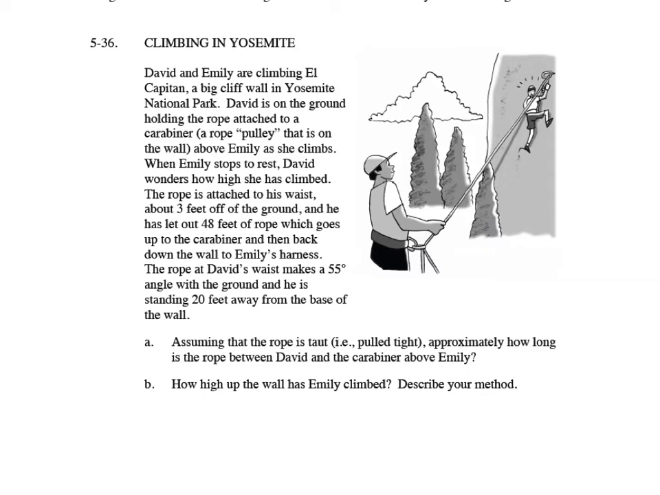When Emily stops to rest, David wonders how high she has climbed. The rope is attached to his waist about 3 feet off the ground, and he's let out about 48 feet of rope, which goes back up to the carabiner and then back down the wall to Emily's harness. The rope at David's waist makes a 55-degree angle with the ground as he is standing 20 feet away from the base of the wall.